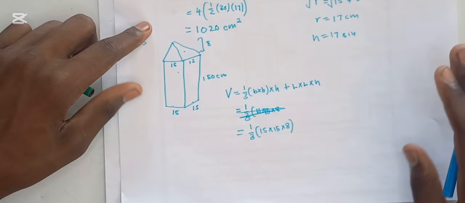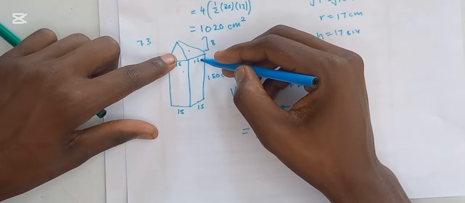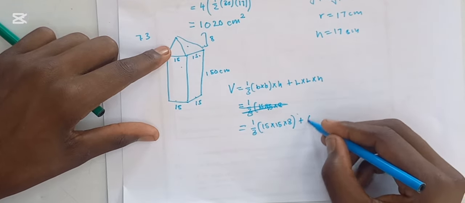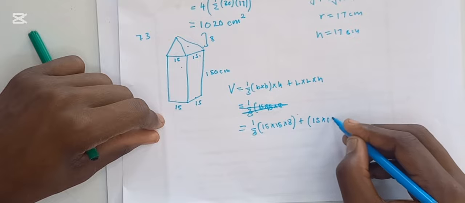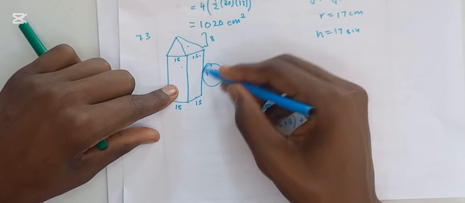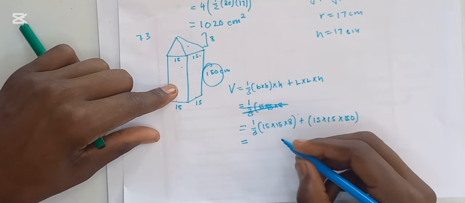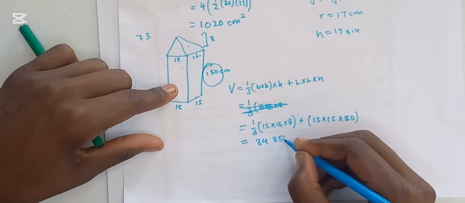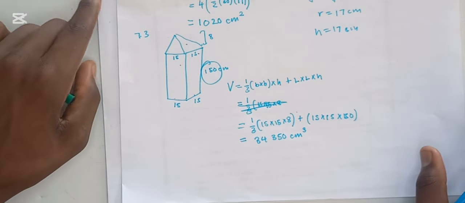Note that nothing has changed except the bases. They have been halved, so it goes to 15. So plus the volume of this one, which is going to be 15 multiplied by 15, but the height remained the same, which is 150. If you work this out on a calculator, you're going to get 34,350 centimeters cubed.